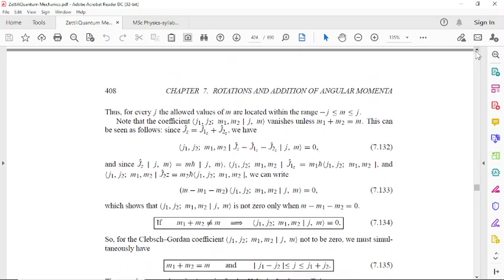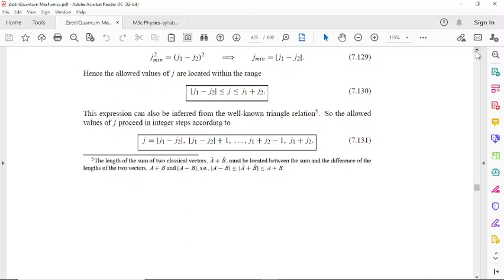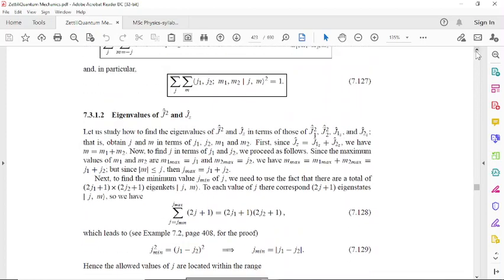Then the eigenvalues of J square and Jz. Let us study how to find the eigenvalues of J square and Jz in terms of J1 square, J2 square, J1z and J2z. First, since Jz equal to J1z plus J2z, we have M equal to M1 plus M2. Now find J in terms of J1 and J2.